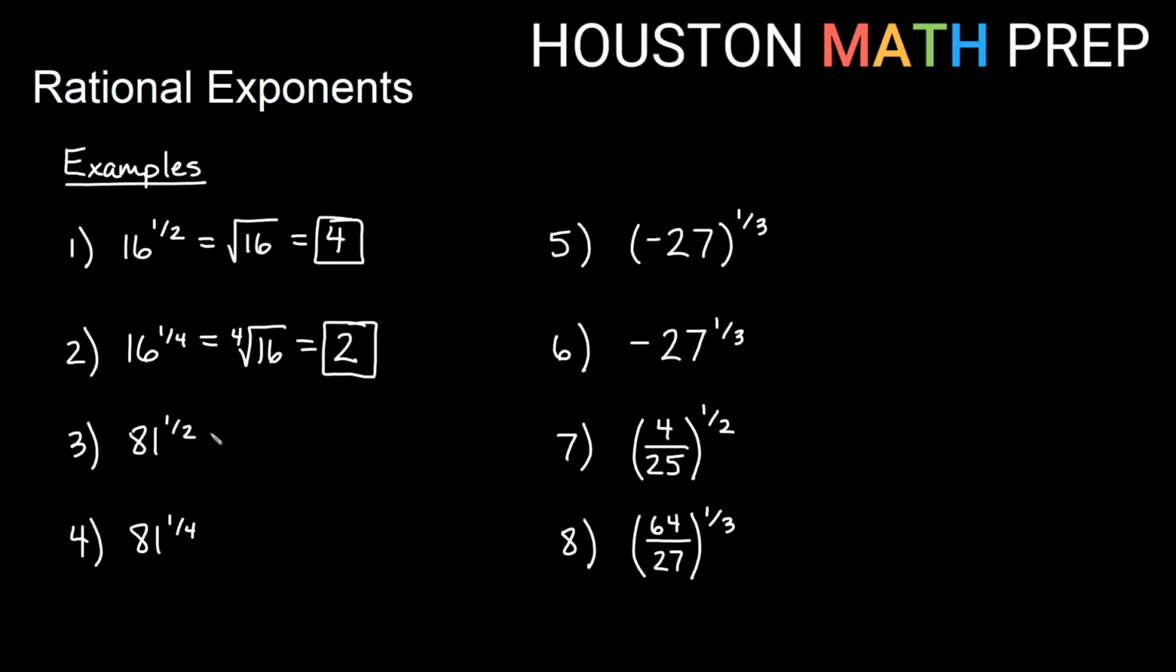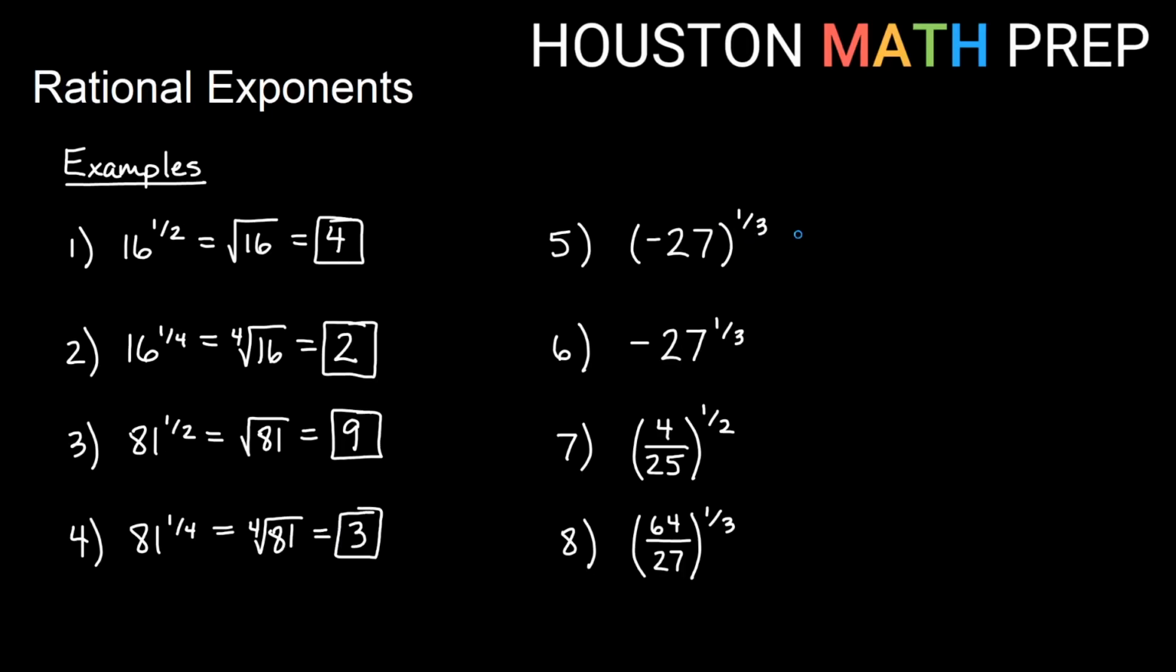Here, 81 to the 1/2 is the same as saying the square root of 81, and we should know the square root of 81 is 9 from our multiplication tables. 81 to the 1/4 is the fourth root of 81, and that's asking what number, with 4 copies multiplied together, gives us 81. That's actually 3, because 3 times 3 is 9, times another 3 is 27, times another is 81.